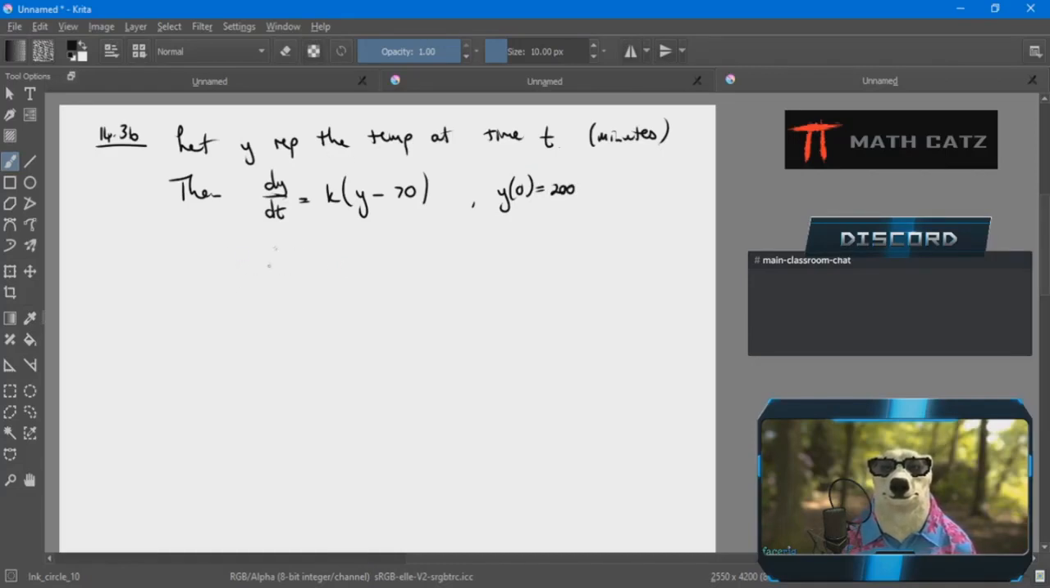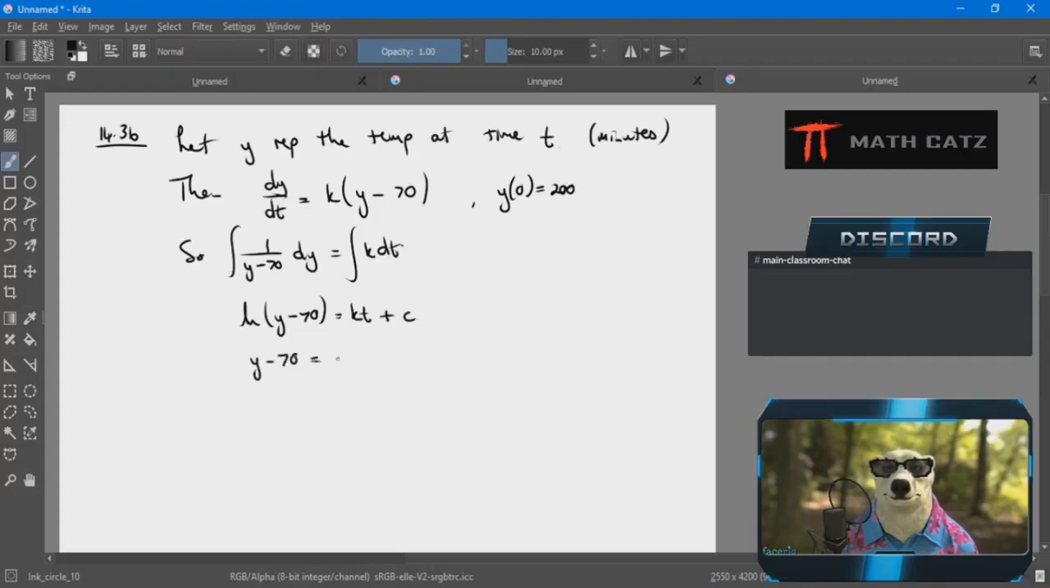Now, I go through the motions and solve this differential equation. It is identical to the previous one, which is perfect practice. Separate the variables, then antiderivatives, which are fairly straightforward by now, I would hope. kt plus integration constant. y minus 70 is therefore e to the kt plus c, rewritten to a nicer integration constant.